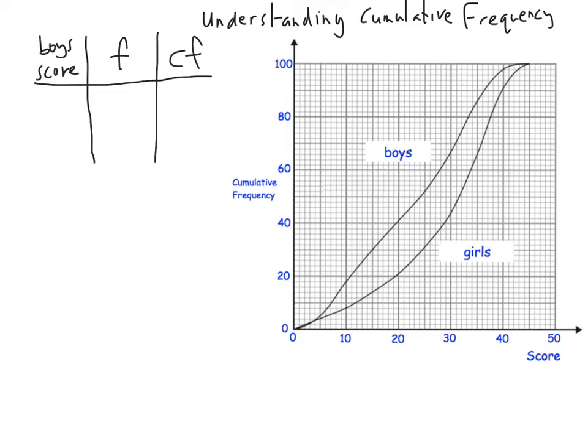The score, first one, no one got below 0. And it looks like it's gone up in 10. So I'm going to say 10. S for score. So 0 to 10, then it would go 10 to 20, 20 to 30. I'm trying to fit in too much here. 30 to 40.